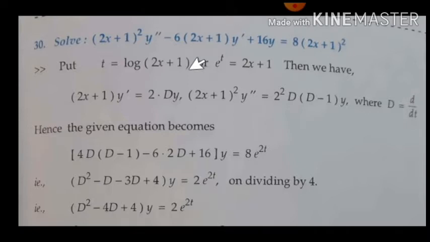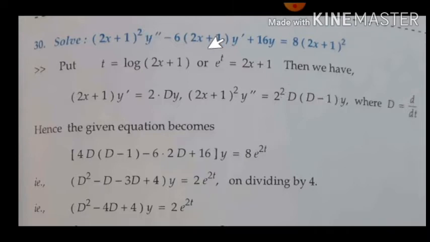So with this substitution, (2x plus 1) into y dash will get converted as a into Dy. What is the value of a here? 2. So 2 into Dy. Similarly, (ax plus b) whole square y double dash, that is this term, will get converted into a general form as a square into D into (D minus 1) into y. In this problem, what is the a value? 2. So 2 square into D into (D minus 1) into y.